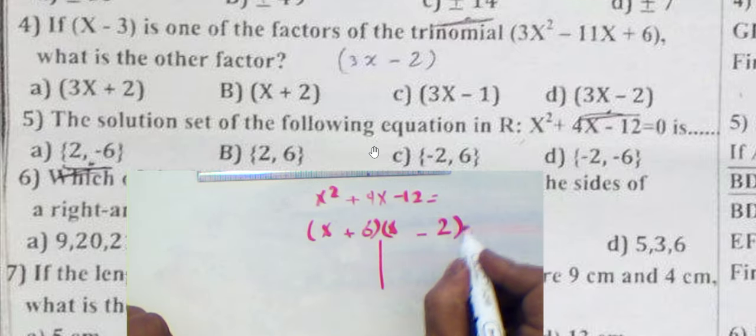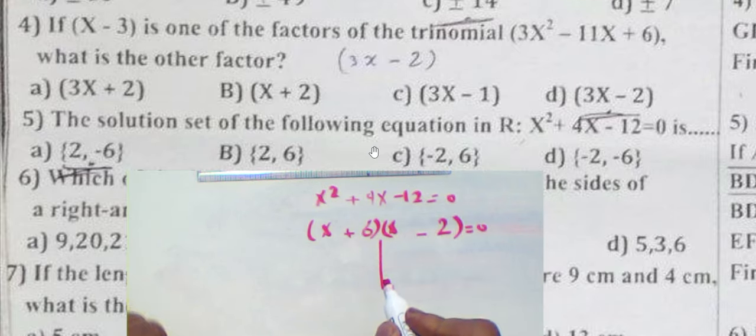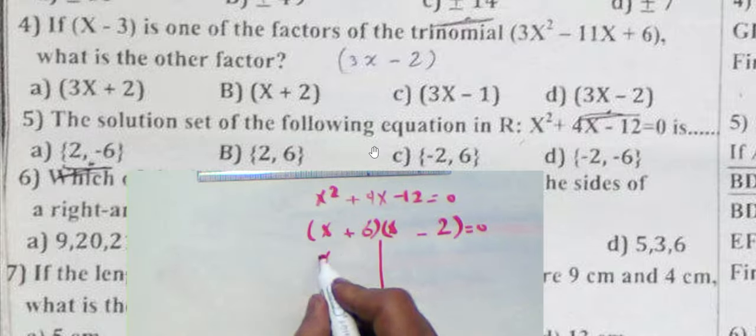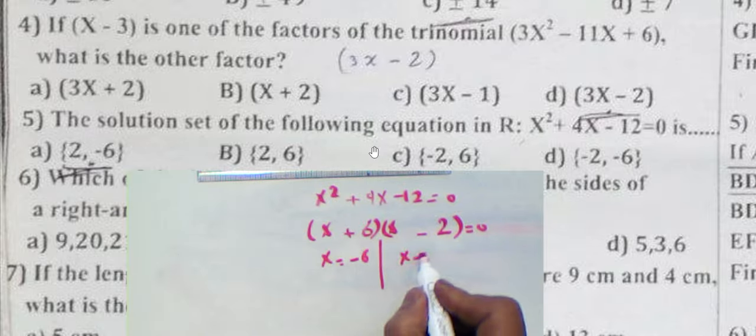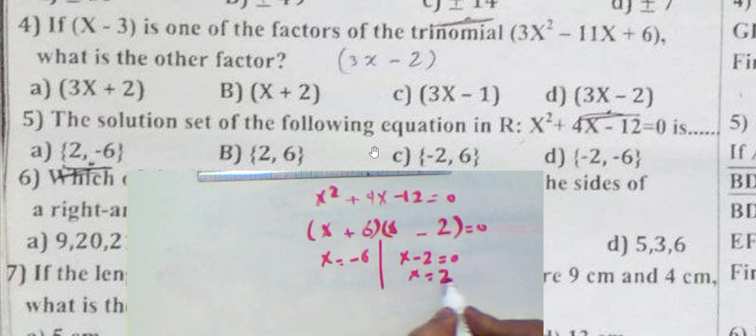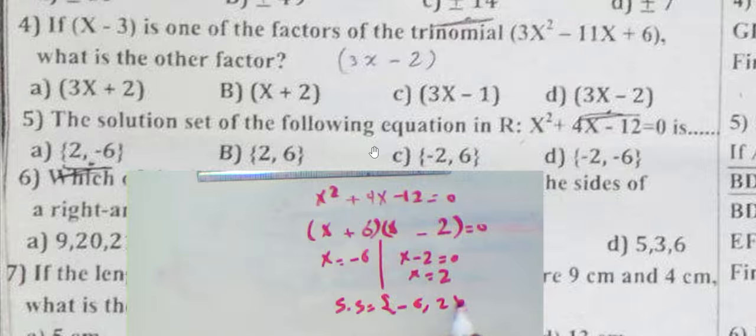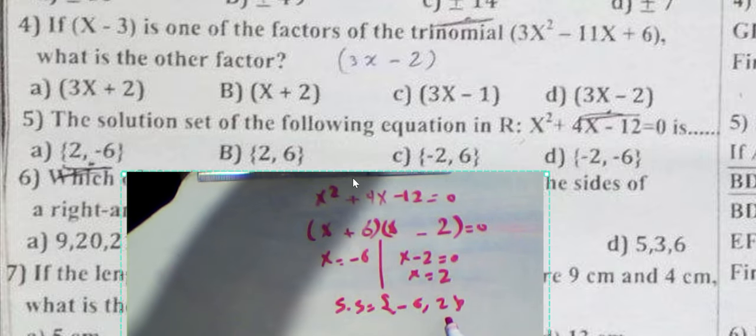Then we have two factors whose product equals 0. The first factor, x plus 6 equals 0, then the value of x equals negative 6, and x minus 2 equals 0, then the value of x here equals 2. Then the solution set will be negative 6 and 2. Choose letter A.